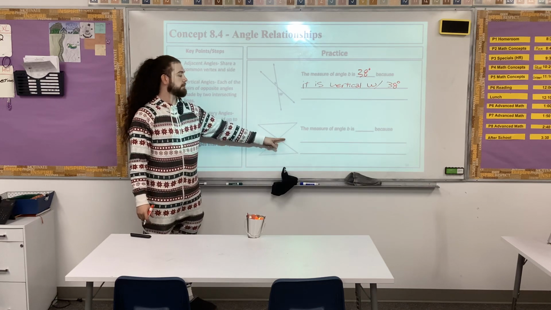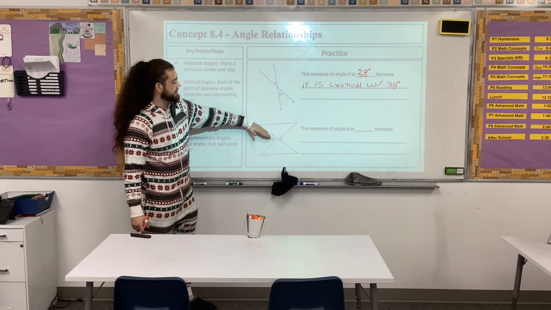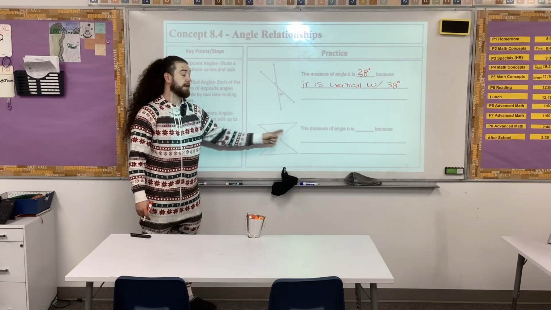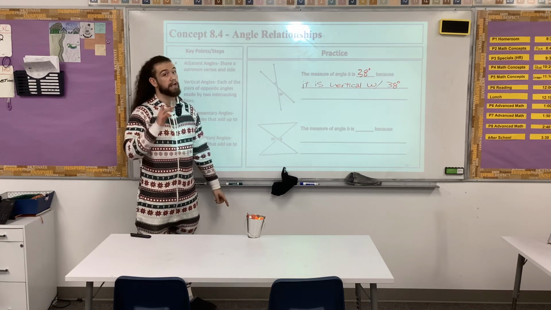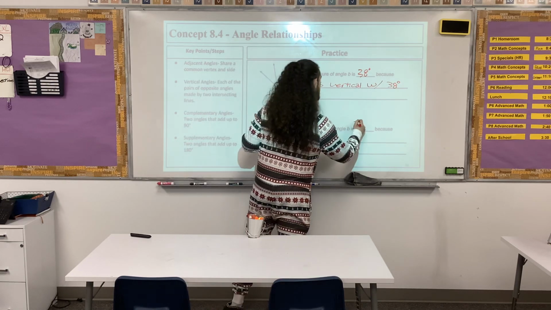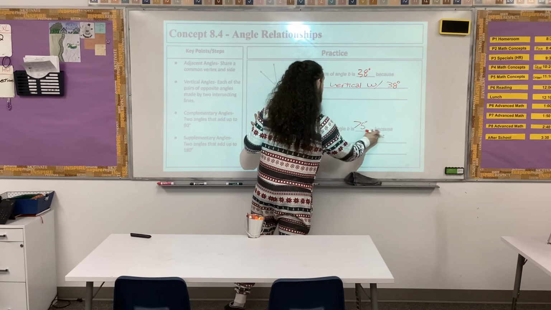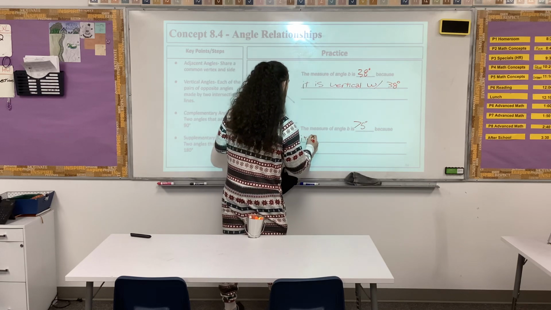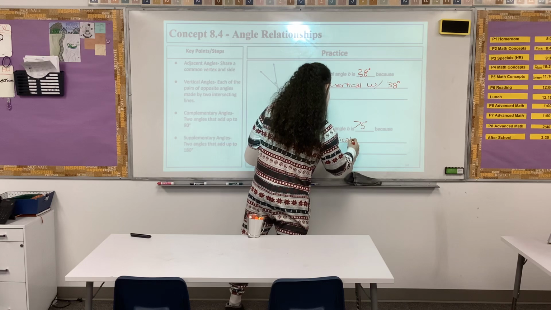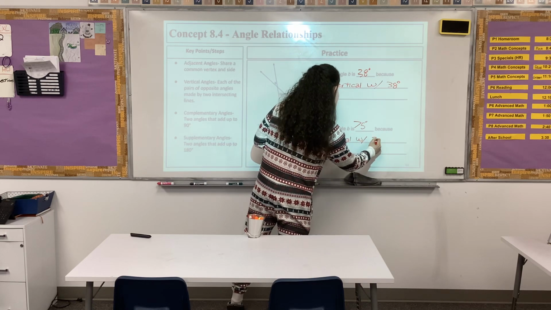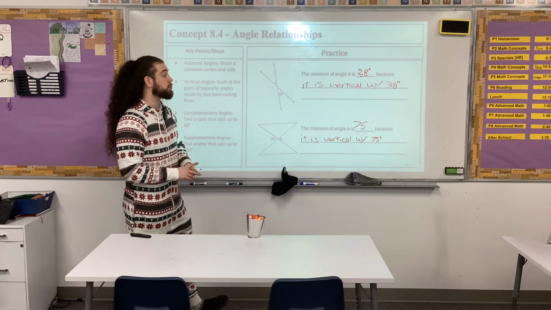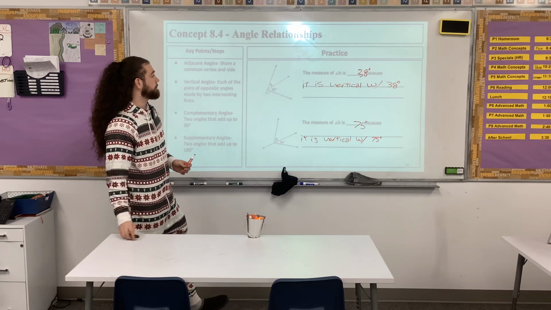Now, angle B. I have across from 75, a vertical angle. Vertical angles are equivalent, so angle B is also 75 degrees. Angle B is 75 degrees because it is vertical with 75 degrees, right? They're equivalent. Vertical angles are equivalent. Wonderful.